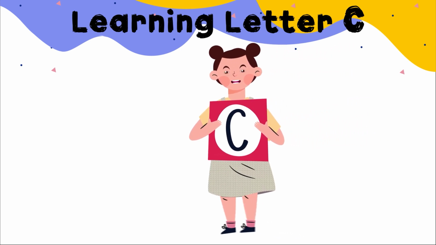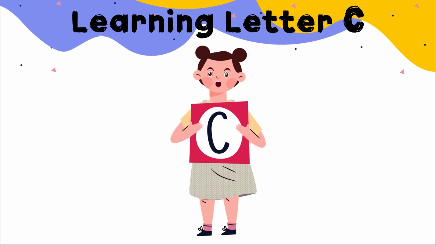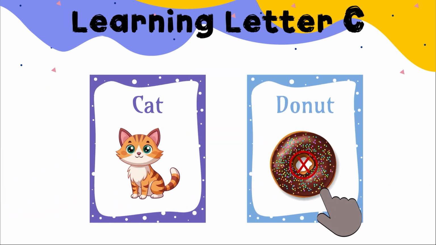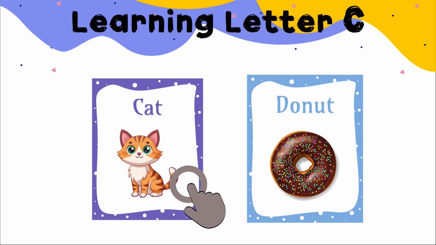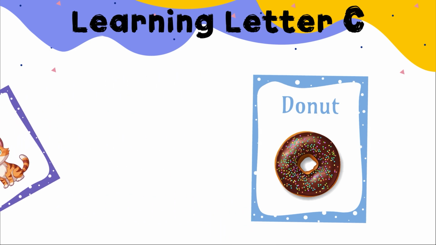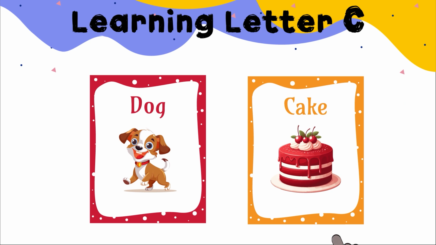Now let's play the game to find the objects that start with letter C. Correct. C for cat. Correct. C for cake.